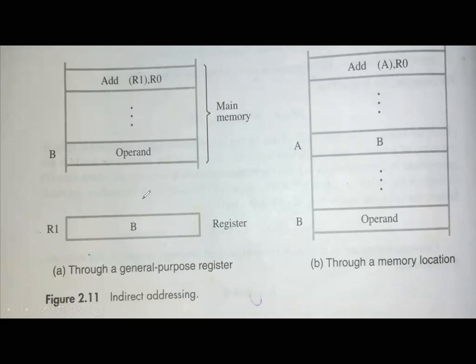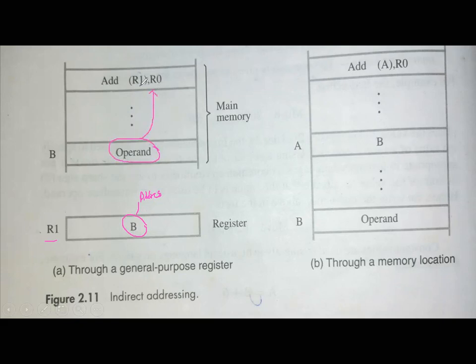R1 is a general purpose register. This is the memory location, and this is the register, the processor register. So we have R1 over here. What is the value of R1? B, exactly, capital B. Now this capital B should be considered as an address. If I consider it as an address, where is B? Here is B. So inside B, whatever operand we have, this should be added with R0.